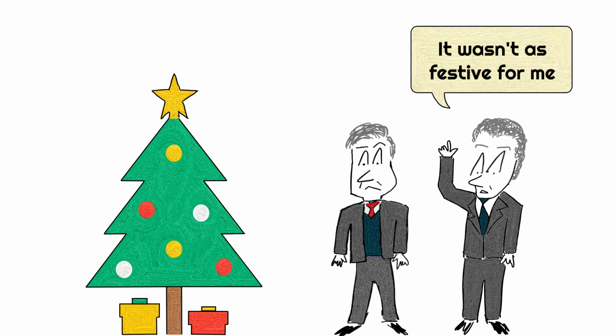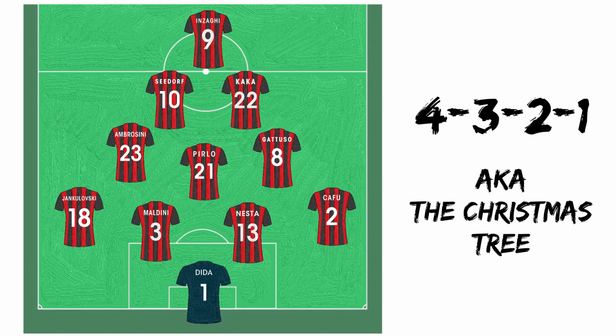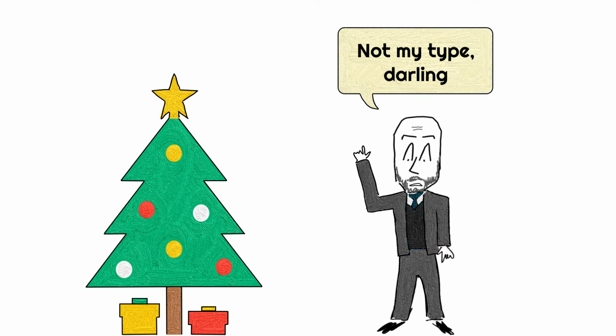Due to his success, the Christmas tree is forever associated with Carlo Ancelotti, but also to Terry Venables at England in the mid-90s, perhaps for the lack of his success. For those of you that like numbers, we're talking about the 4-3-2-1 formation, which kinda looks like a Christmas tree when put together.